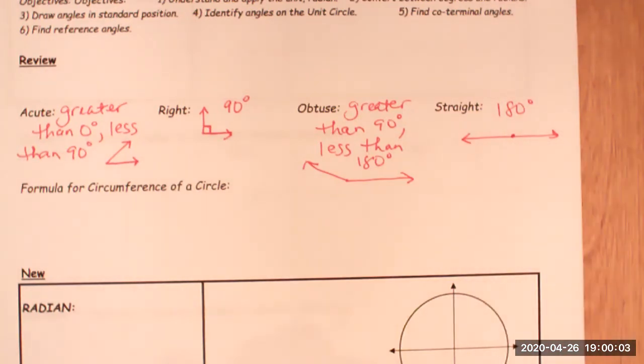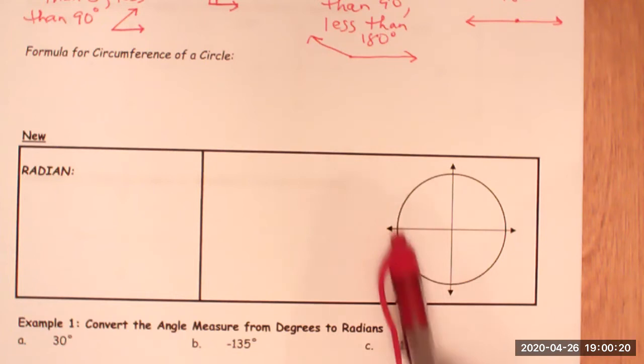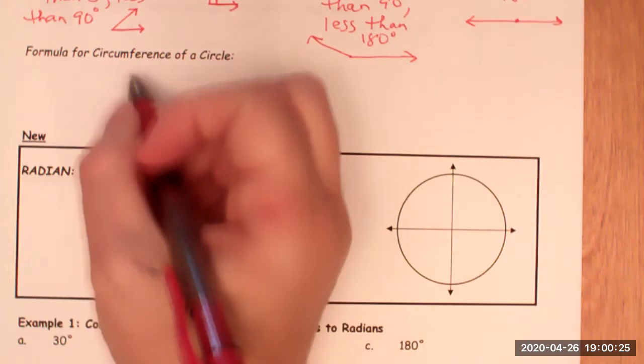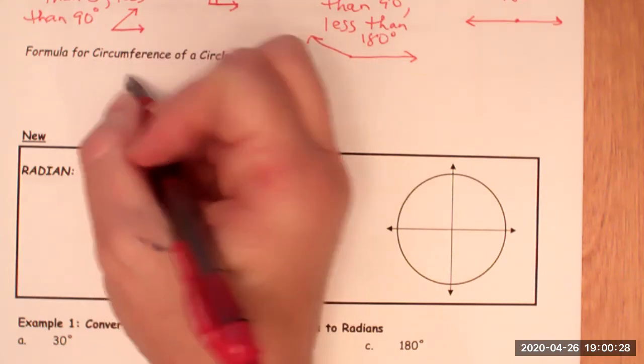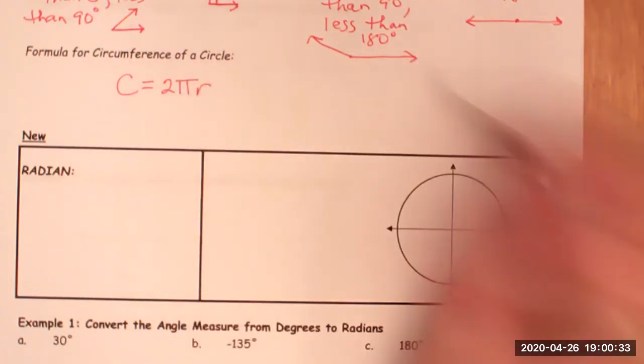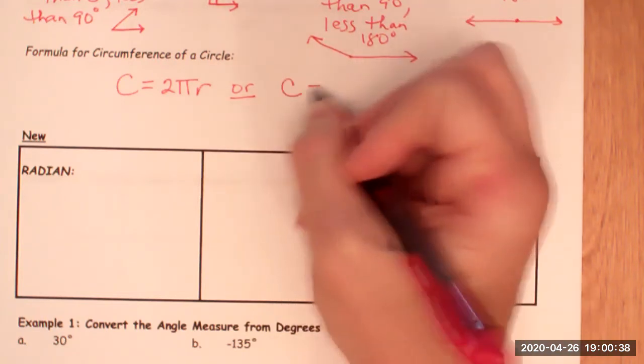Since we're going to be looking at rotating around a circle, it's going to be important to recall what the formula is for the circumference of a circle. And remember, the circumference of a circle is the distance around a circle. In other words, how many linear units are we traveling when we go around the circle? You recall that in the past, you've either used circumference is equal to 2 pi times the radius, or since we know that there are 2 radii in a diameter, circumference is equal to pi times the diameter.